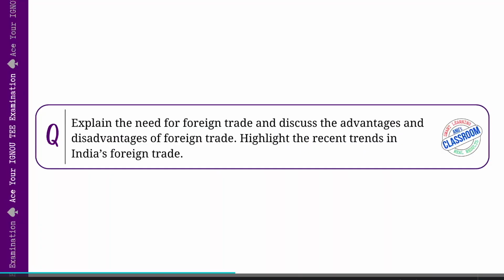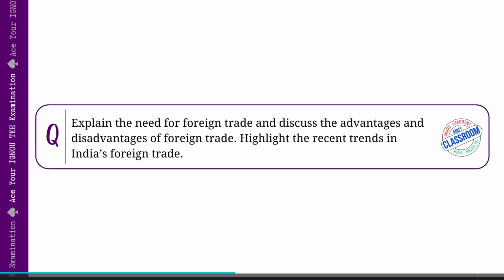Explain the need for foreign trade and discuss the advantages and disadvantages of foreign trade. Highlight the recent trends in India's foreign trade. Okay, so let us talk about foreign trade, which is basically countries swapping goods, services, or even capital. So it is kind of like exchanging. You remember in school we used to exchange lunch boxes, right? But here we are exchanging goods and services or even capital on a massive global scale. So that is foreign trade.